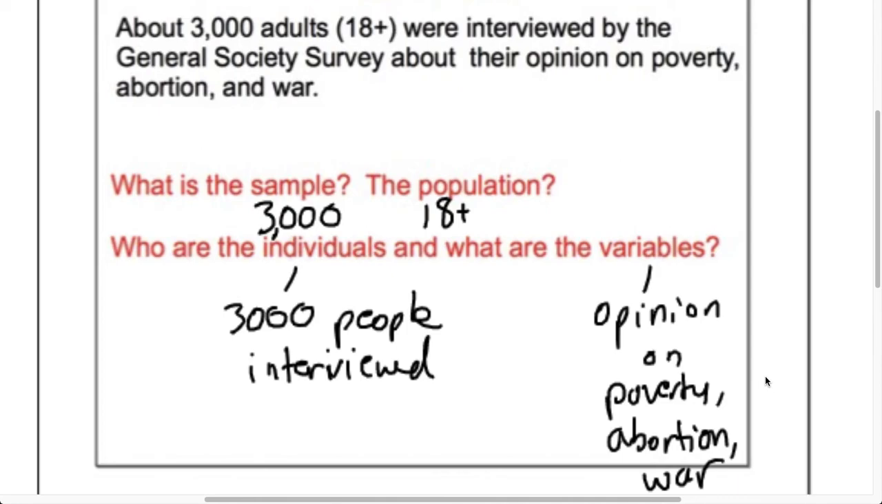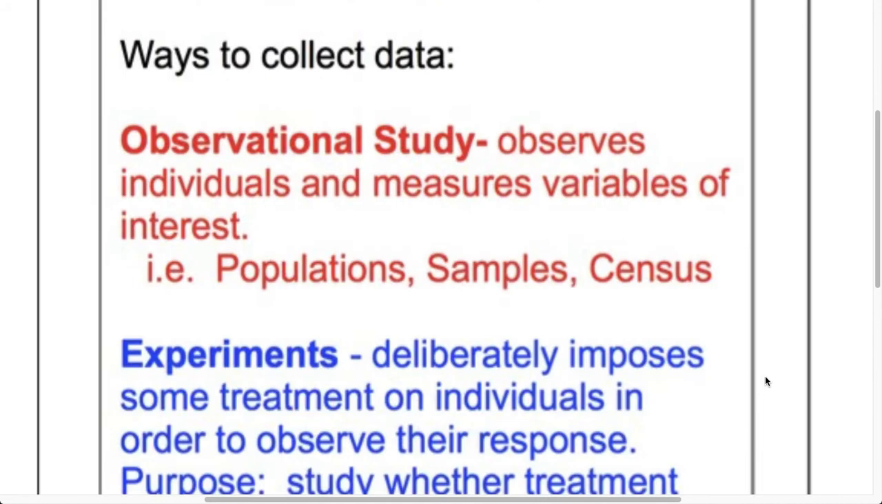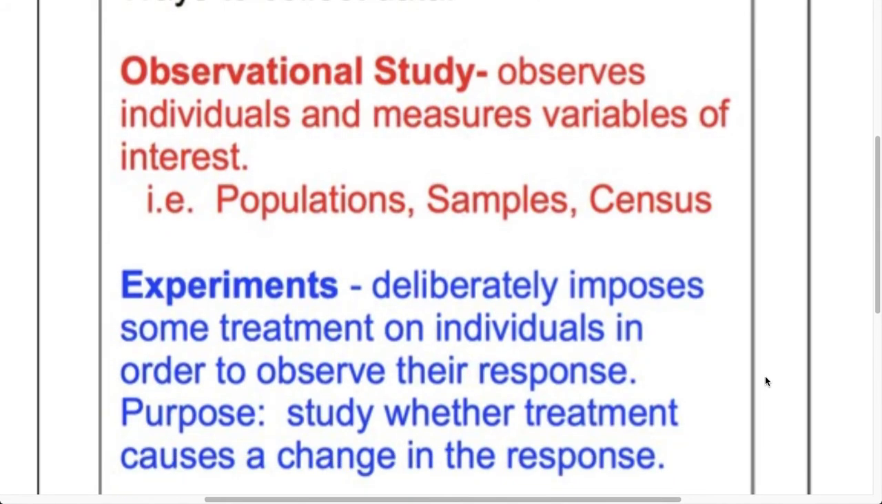Okay, so that is kind of a summary of observational studies. One way to collect data. Again, it's very much either literally being observed, or more often than not, it's kind of like a questionnaire-based survey. Okay. Our next method that we're going to talk about is looking at experiments.